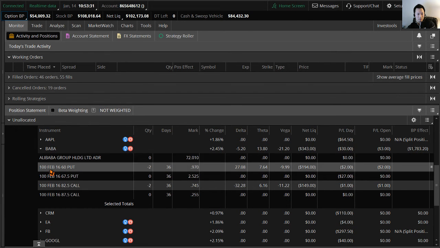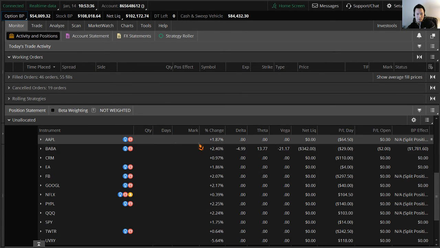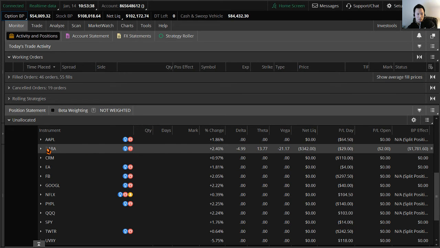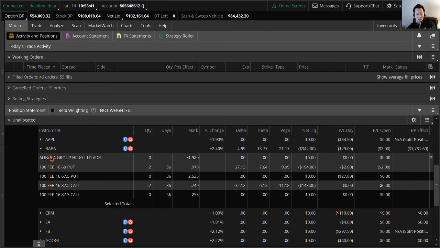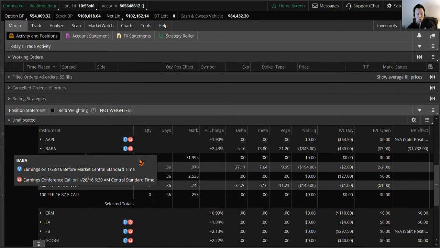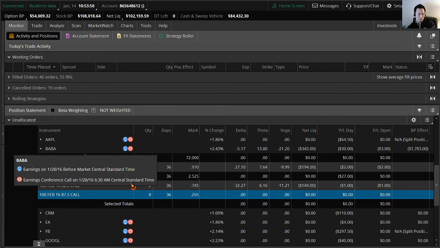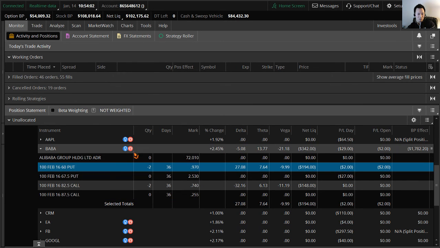So I have the 60 put and the 82.5 call. I took in $342 of premium with 36 days left, with earnings on the 28th. I'm going to hold this until the 28th, unless the market crashes or something, and then all bets are off at that point. But if the market stays settled and everything stays normal, I will hold this till the 28th.